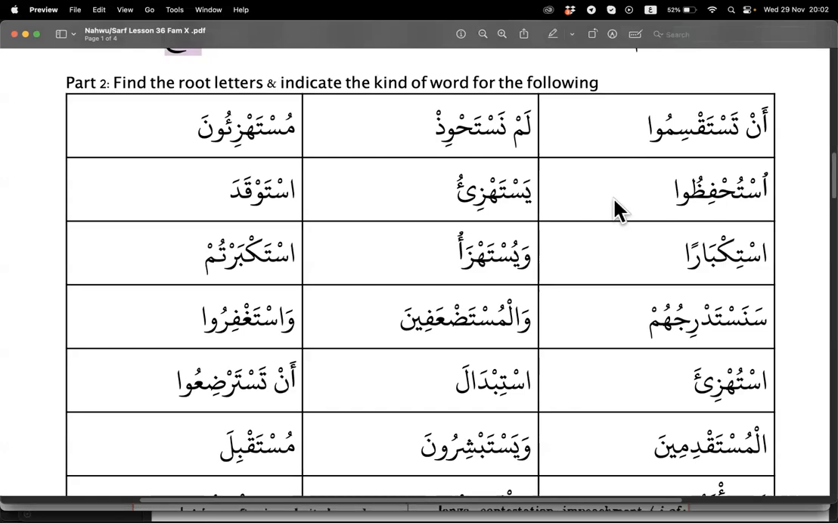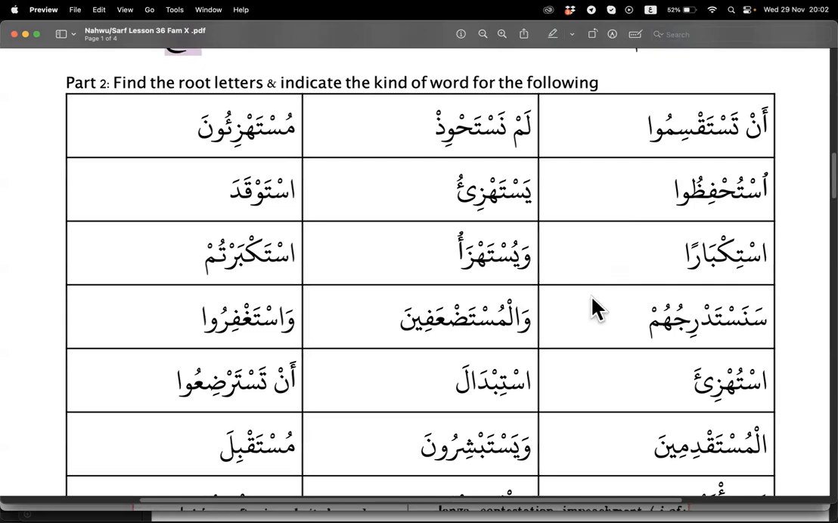Ustuhfilu. Ustuhfilu is fi'il madi majhul hum. Yes, very good. Root letters? Hafawa. Good. Next one is istikbaron. Istikbaron is masdar. Very good. Root letters? Kabaro.